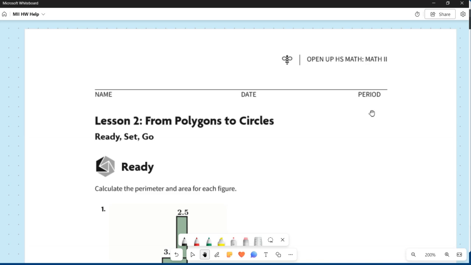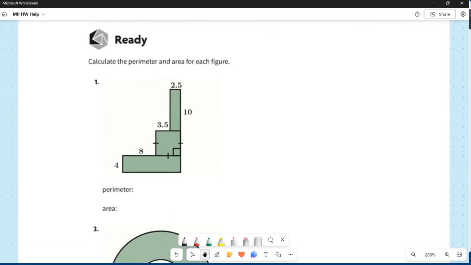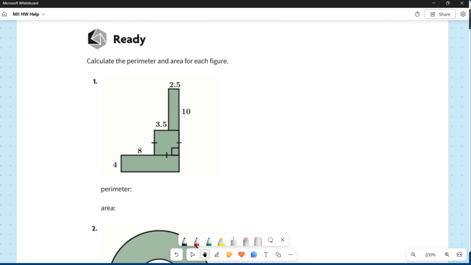Today we're going to be looking at Unit 8, Circles, Angles, and Shapes, Lesson 2, From Polygons to Circles. Starting with the Ready section, the directions here say calculate the perimeter and area for each figure.